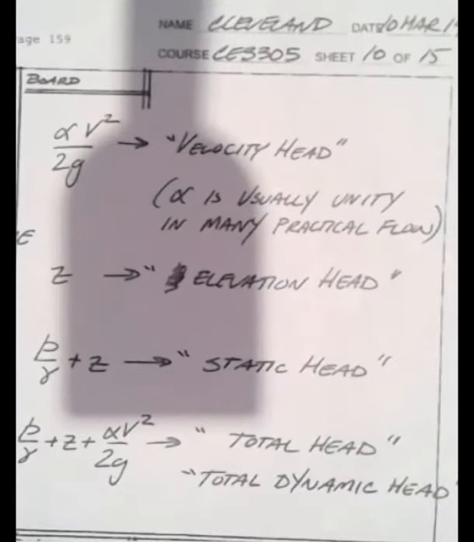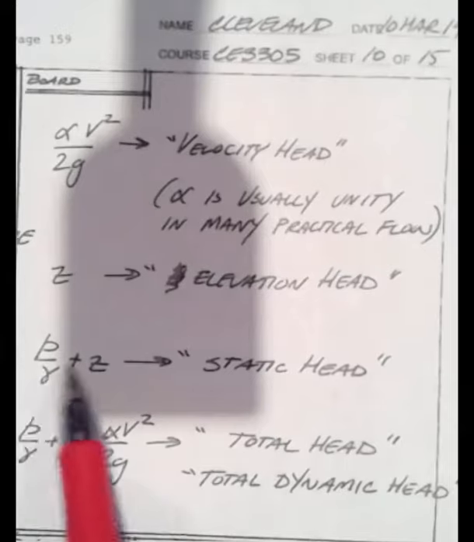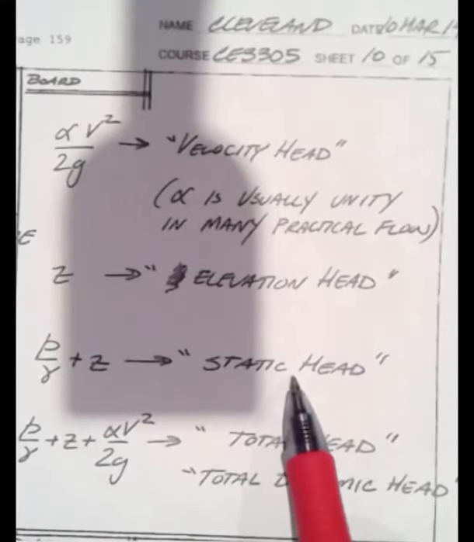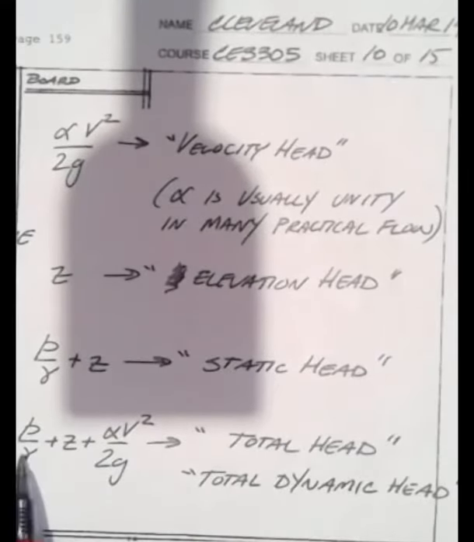A few more things of important context. So let's see, velocity head, elevation head. The sum of pressure plus elevation is called static head. The sum of pressure, elevation, and velocity is called the total head or total dynamic head.